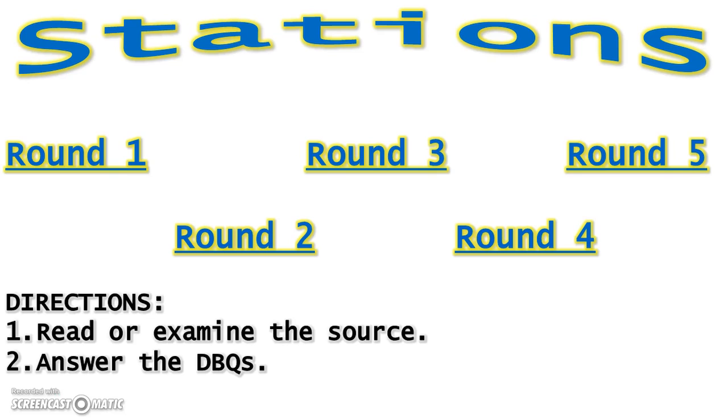Our directions are really only twofold. We should read or examine the source, and then we should answer the questions. But remember, anytime you read or examine a source in this class, I know you've probably heard it a million times, we should be annotating. And then when we're done with that, we should begin answering the document-based questions. I'm only going to give you about 6 minutes, exactly 6 minutes per round. So don't waste your time. Leaders, it's your responsibility to make sure your group stays on task. So at this time, I'm going to hit round 1, and then you're going to be off to the races.